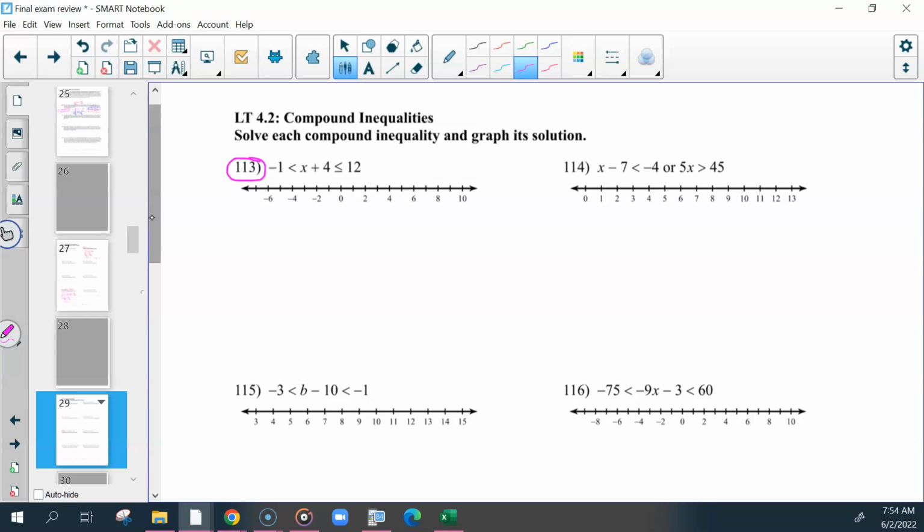It's all condensed. That means whatever we do, we are doing to everything, all at the same time. We need to get x by itself, so we're going to subtract 4 from everything. This becomes negative 5 is less than x, which is less than or equal to 8.